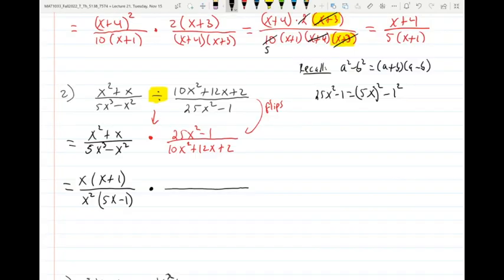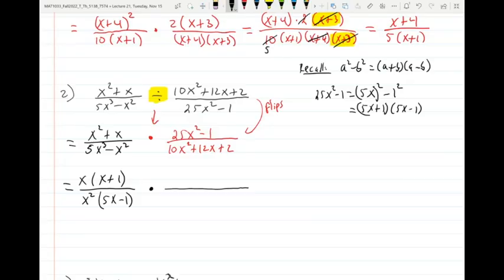Let's see, what's A here? A is whatever is being squared in the first term. So what's being squared in the first term? 5x. And what is B? 1. And now just with our A and our B, just put in the formula. So what is this? 5x plus 1, 5x minus 1. A plus B, A minus B. Does that make sense? Yeah.